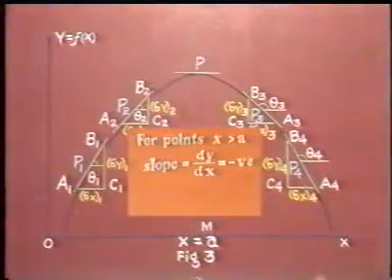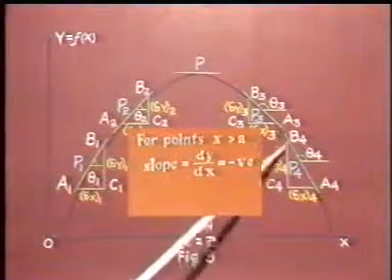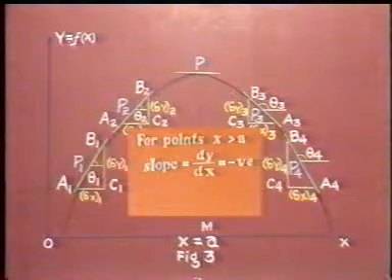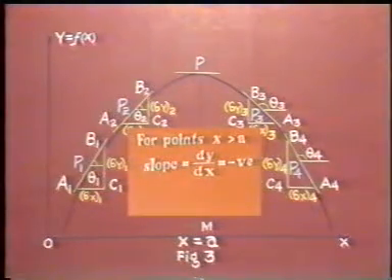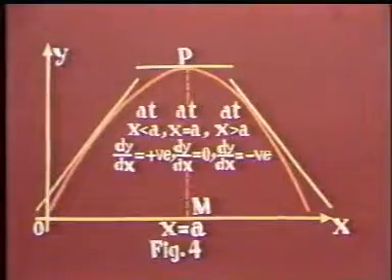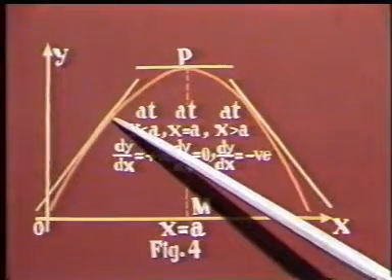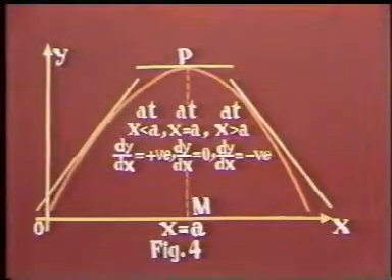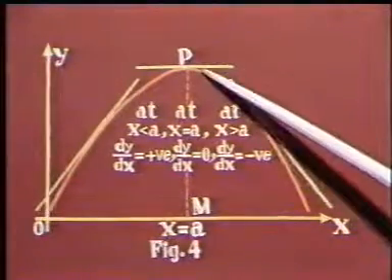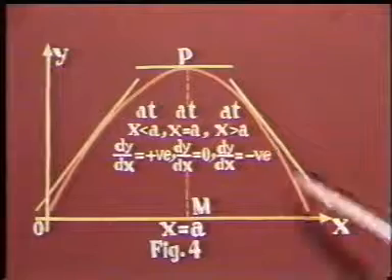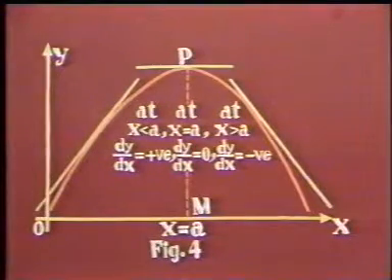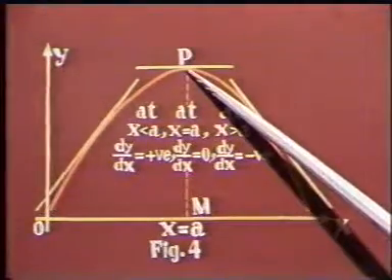Thus, at any point on the right of point P and near it, that is at x more than a, slope dy upon dx is negative. Thus, on the left of the point of maximum P, the slope dy upon dx is positive, and on the right of it, the slope dy upon dx is negative. Therefore, the slope dy upon dx must be 0 somewhere in between the positive and negative values, and this point cannot be other than the point P.